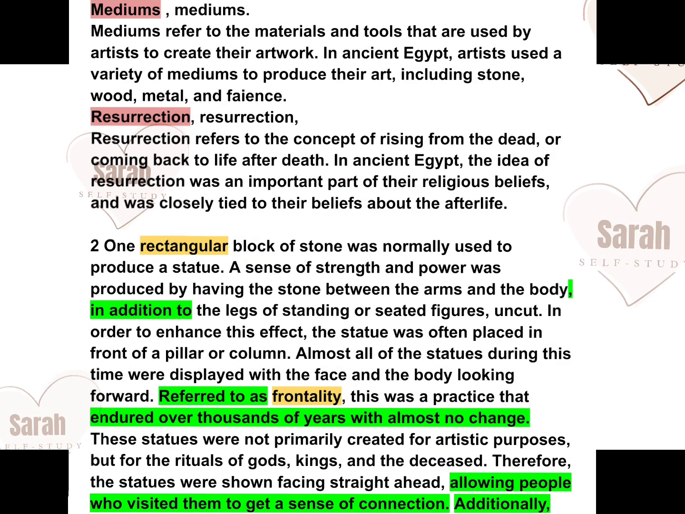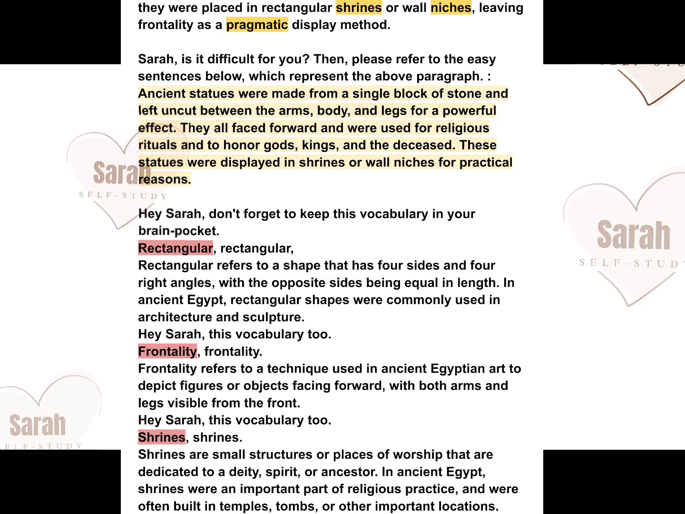Referred to as frontality, this was a practice that endured over thousands of years with almost no change. These statues were not primarily created for artistic purposes, but for the rituals of gods, kings, and the deceased. Therefore, the statues were shown facing straight ahead, allowing people who visited them to get a sense of connection. Additionally, they were placed in rectangular shrines or wall niches, leaving frontality as a pragmatic display method.